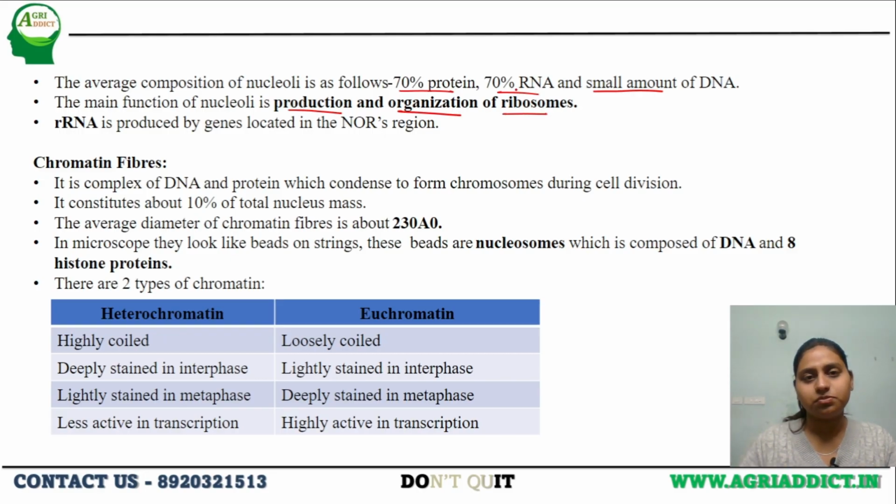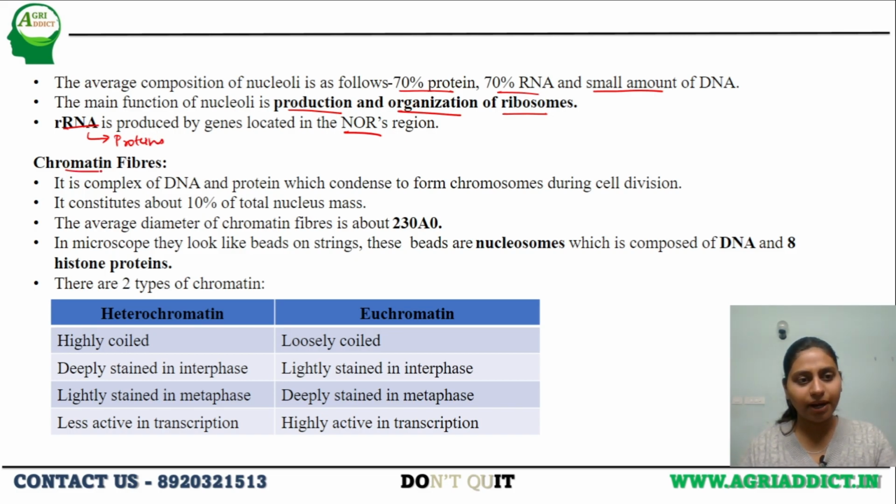The genes which are responsible for the synthesis of the rRNA will be present in the nucleolus organizer region. This nucleolus organizer region codes for the rRNA that will combine with proteins and produce the ribosomes.